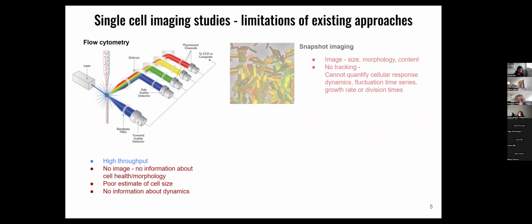So snapshots are often a good alternative to FACS, where people can do high throughput snapshot imaging of bacteria. This provides images of individual cells, and so one can quantify size, morphology, the content of a certain protein using a reporter, etc. However, it still doesn't provide any information about dynamics.